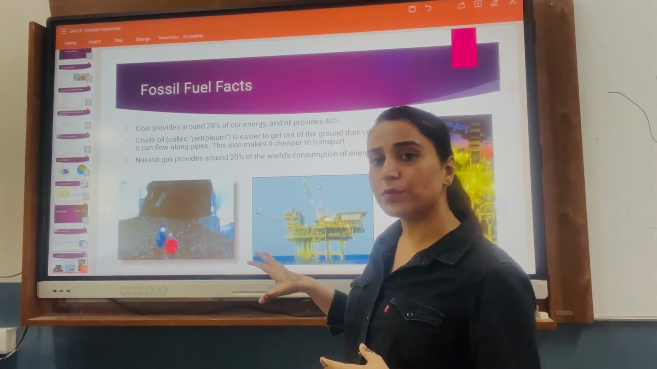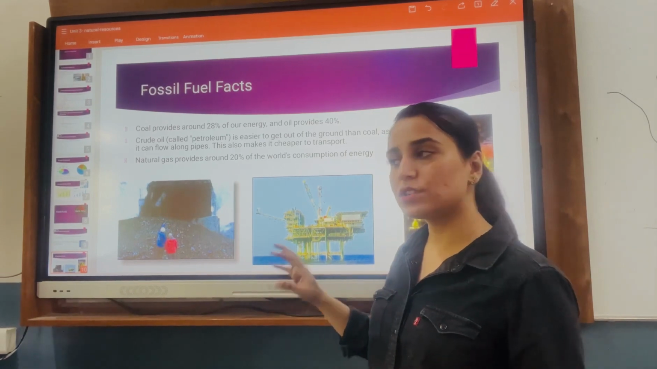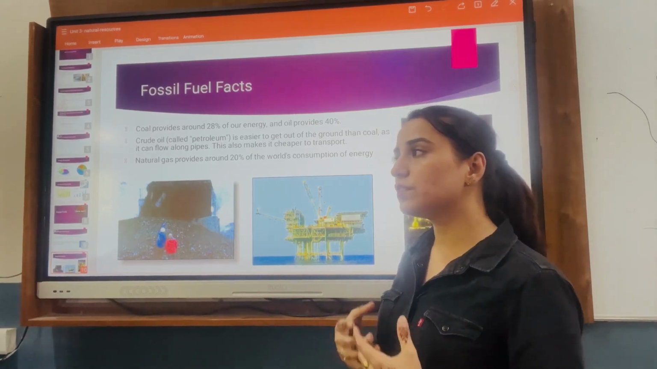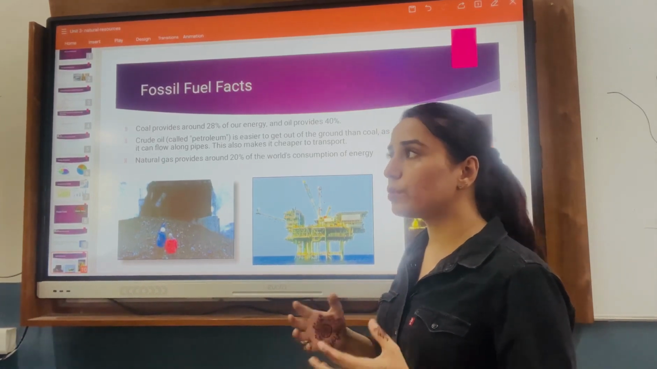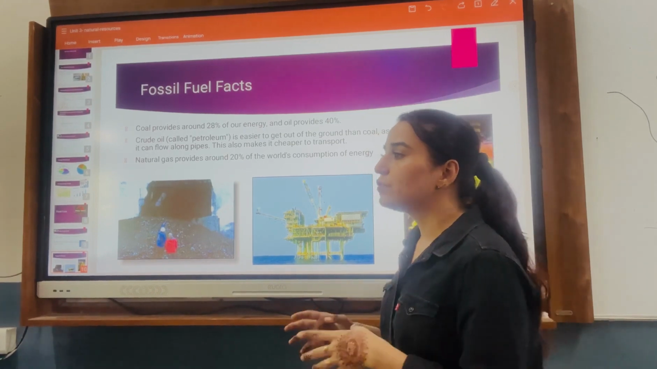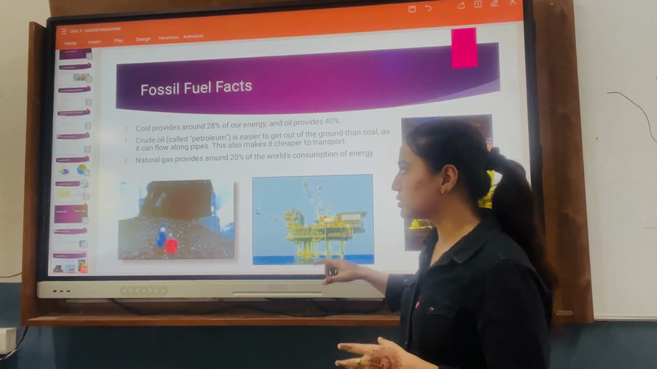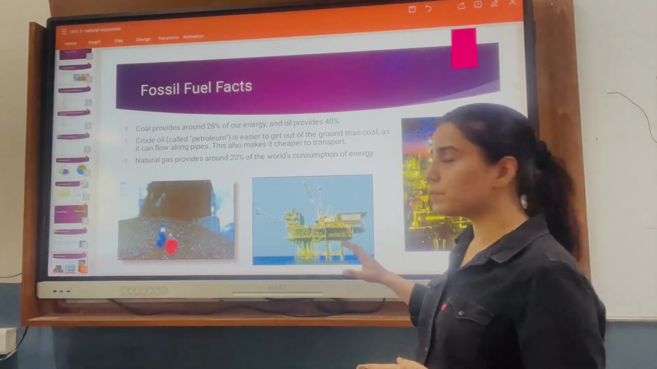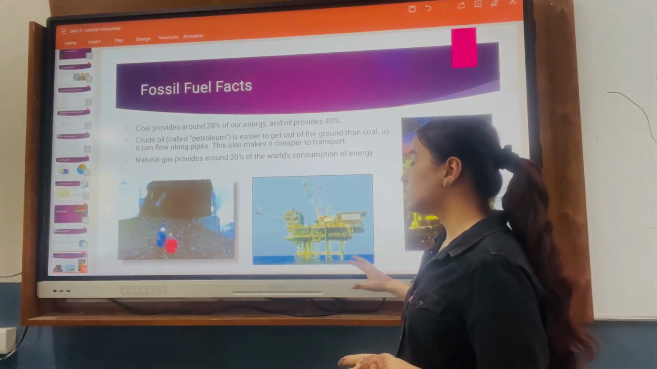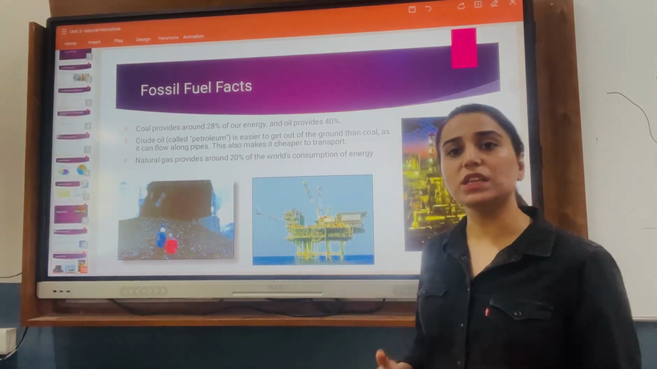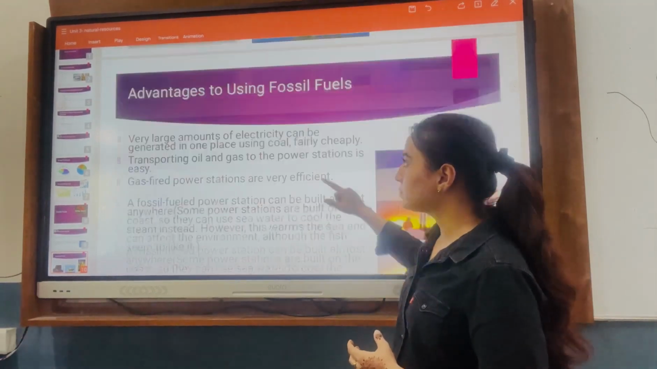Very easy to transport. All these fossil fuels are extremely easy to transport. We know that we conventionally have been using it. We know the pros and cons of oil, so we know how to handle this kind of resource. Natural gas provides around 20% of the world's energy consumption, and it is one of the cleanest fuels possible.